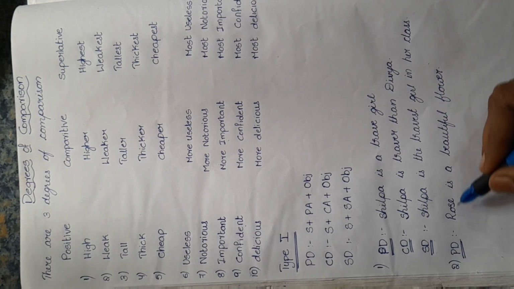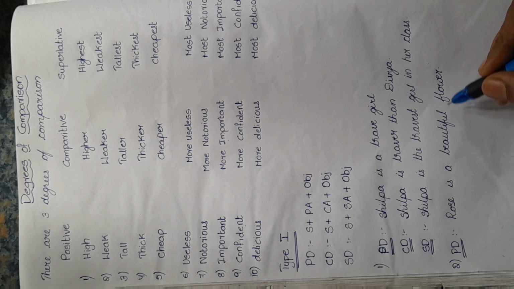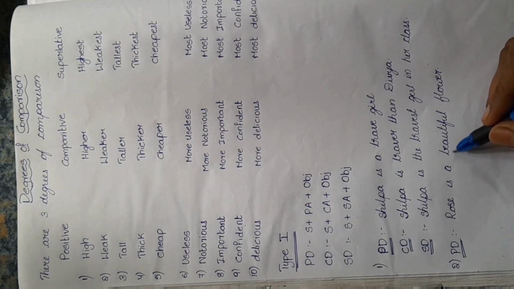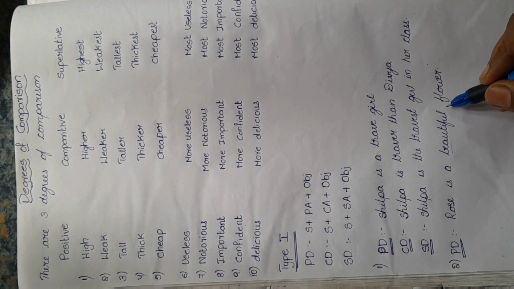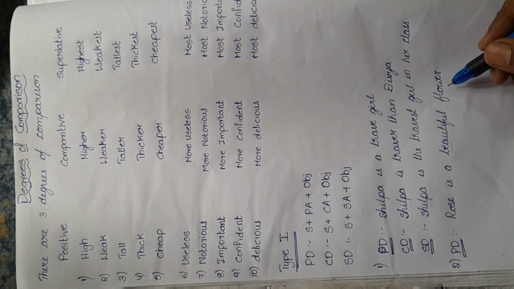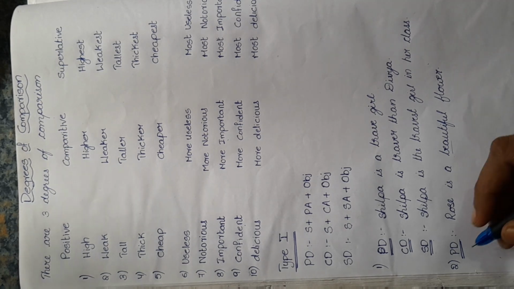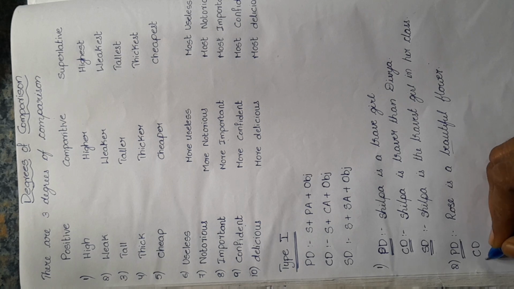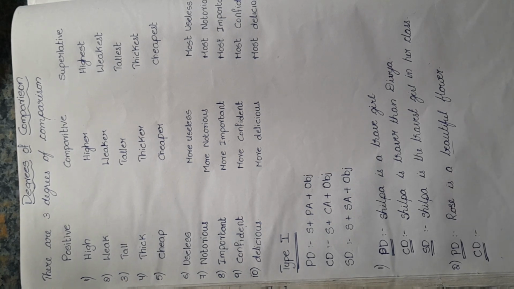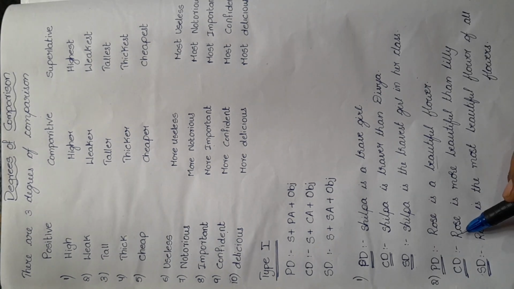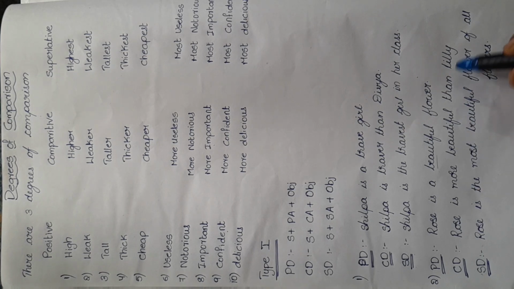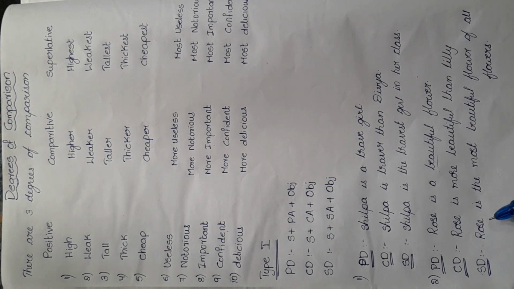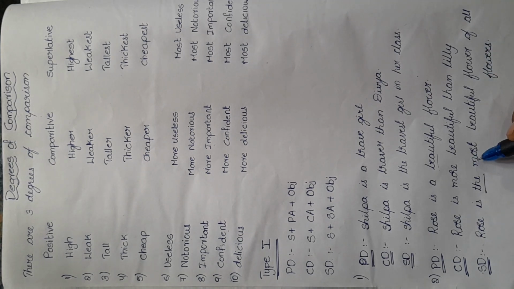Second one, positive degree. Rose is a beautiful flower. Here the adjective beautiful takes more beautiful in the comparative degree and most beautiful in the superlative degree. Now let us see the comparative degree and the superlative degrees. Here the comparative degree is Rose is more beautiful than Lily. Superlative, Rose is the most beautiful flower of all the flowers. The article the should be used before the superlative degree, the most beautiful.